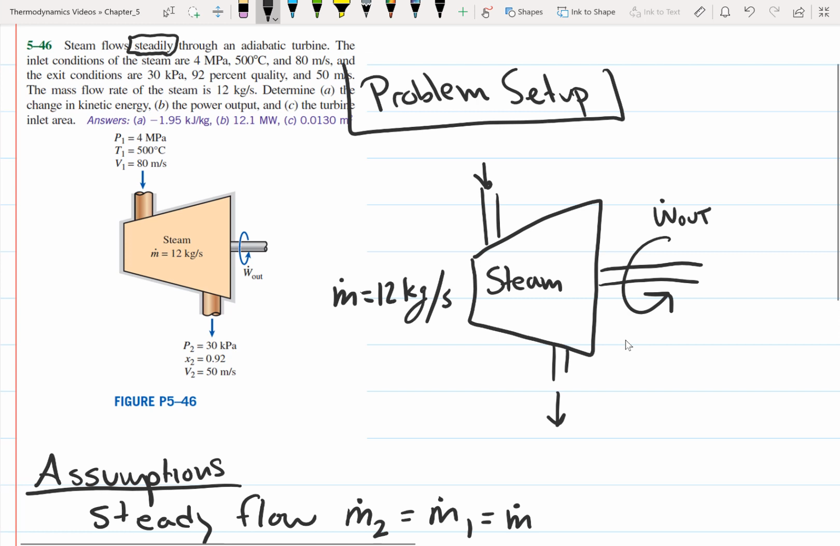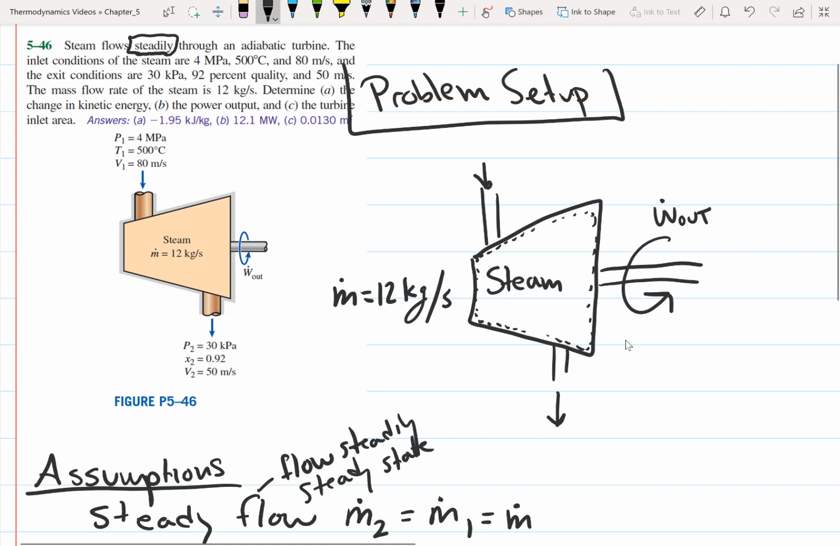You'll see different terminology for this steady flow. So steady flow, in this problem, they're just saying flows steadily. You'll also see steady state. So all of these mean that basically you can assume that the mass inside your system, in this case our system is the turbine, isn't changing with time. So I'm just going to draw the boundary. So this is what we're considering to be our system.